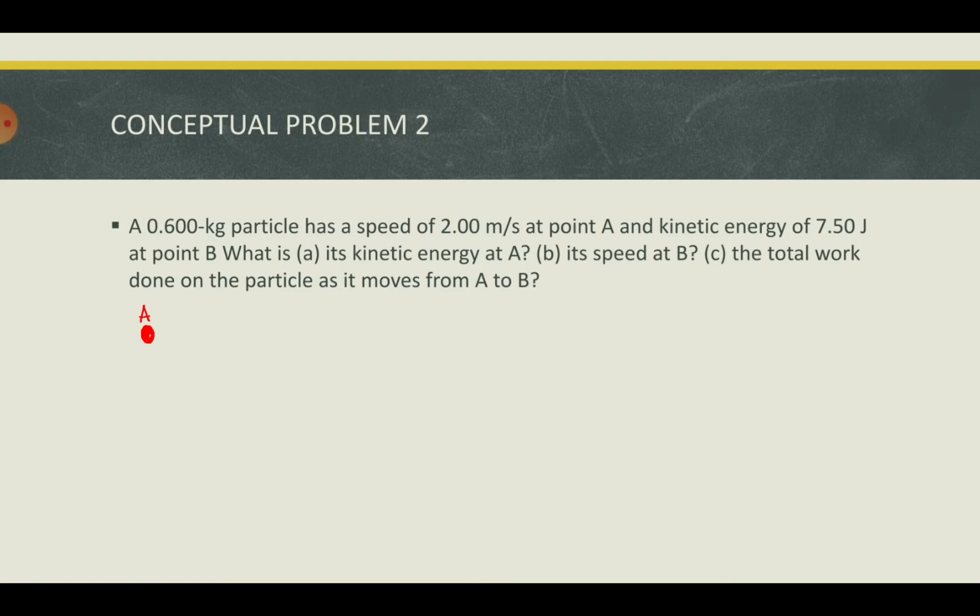So at point A, we have the kinetic energy unknown, but we have our mass, which is equal to 0.6 kilogram, our speed, which is equal to 2 meters per second, and then at point B, we have our kinetic energy, which is equal to 7.5 joules, but we have unknown speed.